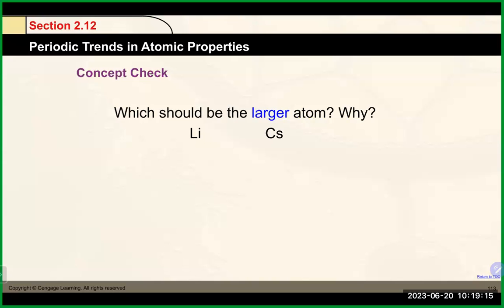Which should be the larger atom, lithium or cesium? Cesium should be the larger atom. It has a lot more protons, also has a lot more electrons, right? Which is going to build out the energy levels, right? And have a much larger sort of atom that occurs.